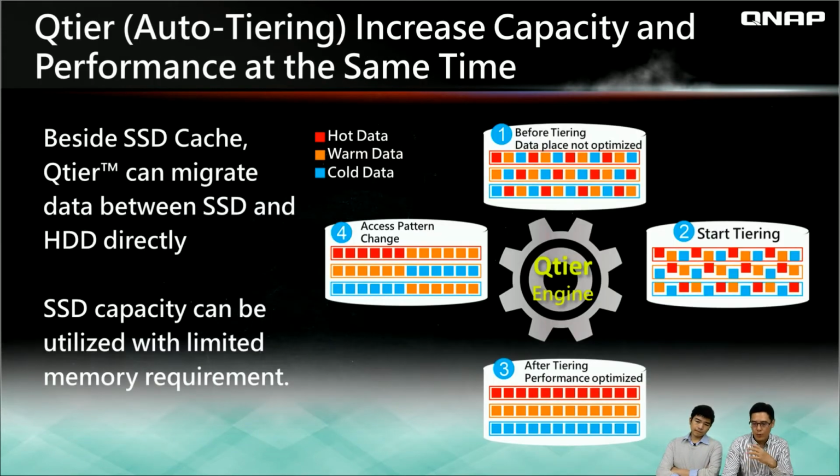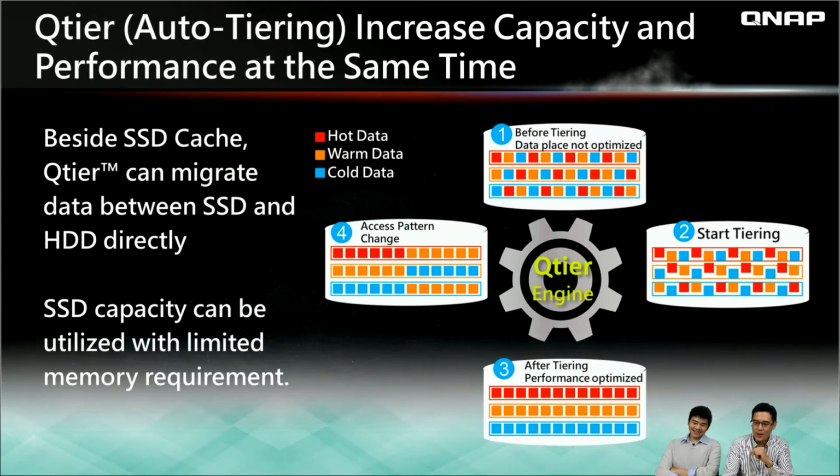And we have Q-tier, which is an auto tiering function. We combine SSD and hard drive together, and we move hot data to the SSD and cold or warm data to the hard drive. But it is based on a schedule, like every morning at 10 a.m., you can set the schedule. We analyze the data and move the data around.